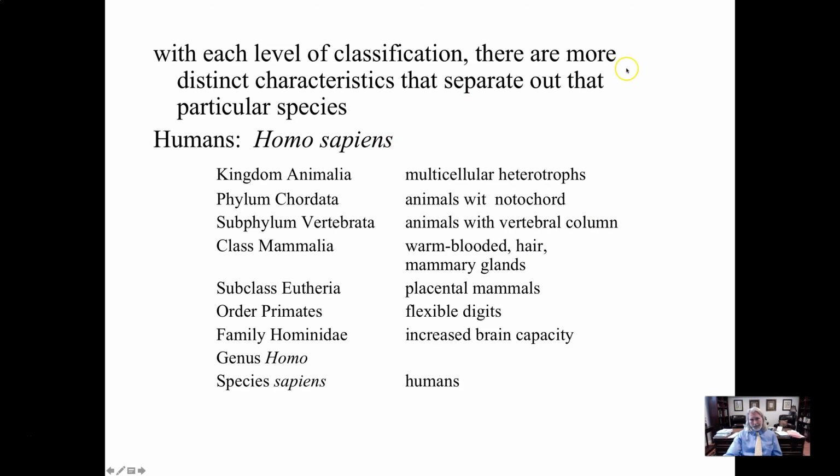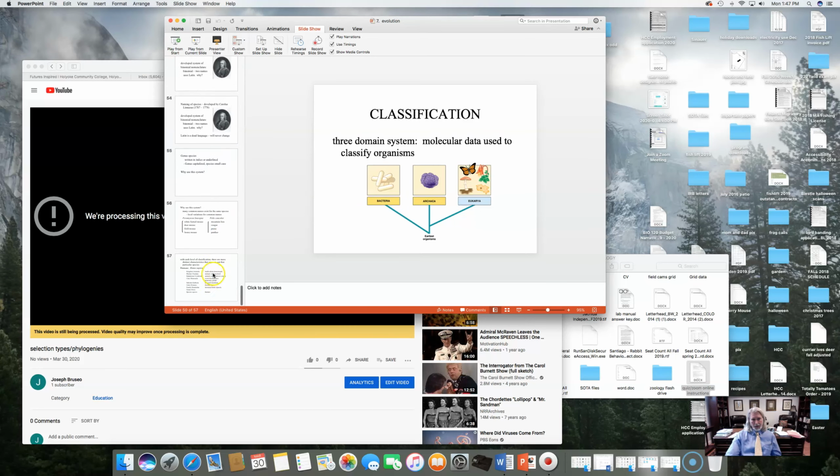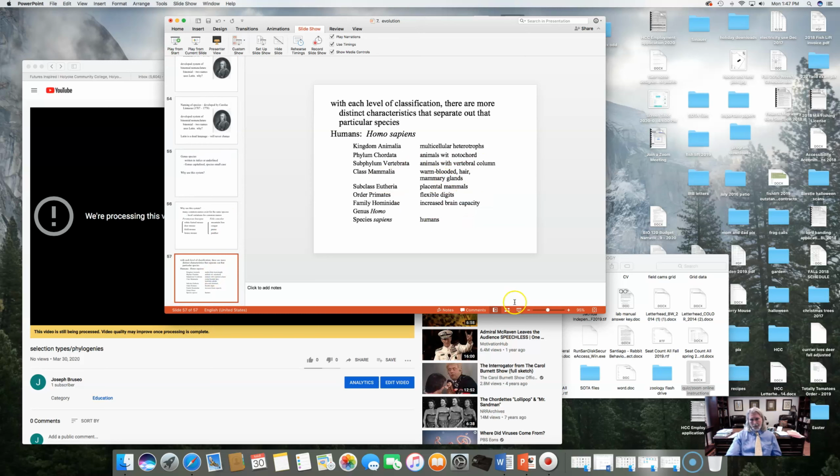Okay, so at each level of classification, there are distinct characters that separate out those particular species from other kinds of living things. In this particular example, this is just for demo. I'm not going to ask you the specifics about it. Kingdom Animalia, multicellular heterotrophs that get their food through ingestion. So in all the animals, and there's a whole bunch of animals we're going to talk about, the next breakdown point is phylum Chordata. One of their characteristics is that they have a notochord.